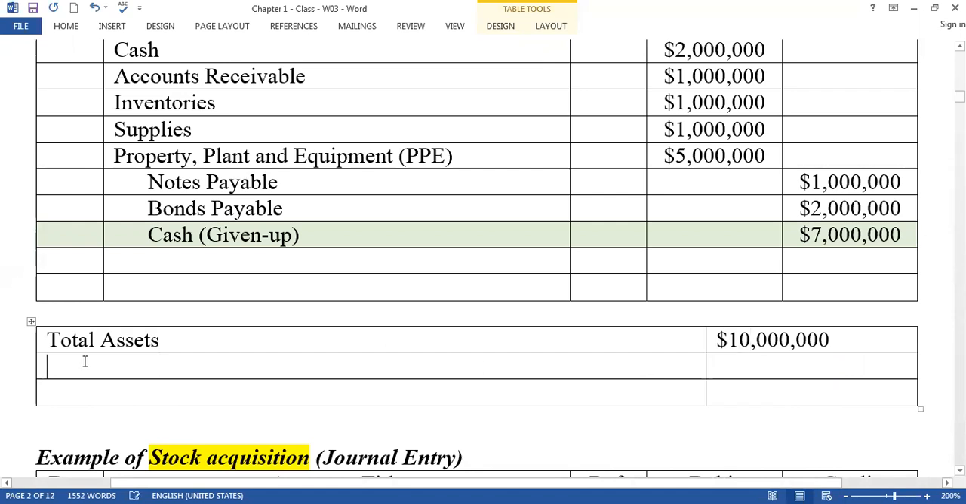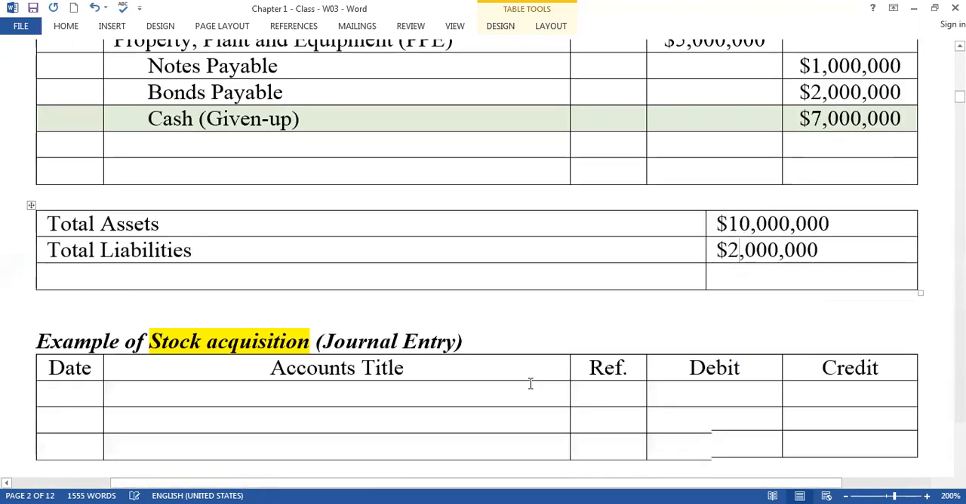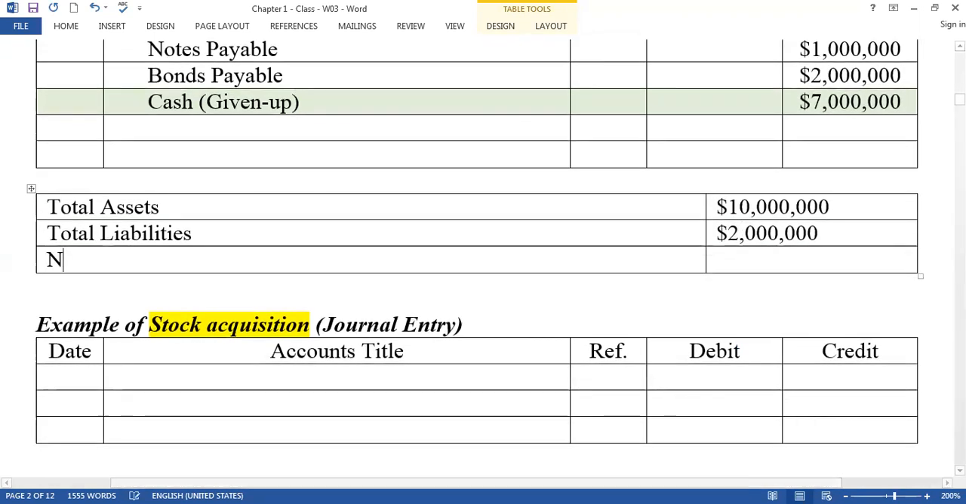Then we have total liabilities. Total liabilities is here $3 million. And the net asset is $7 million. So this is a very, very important calculation.